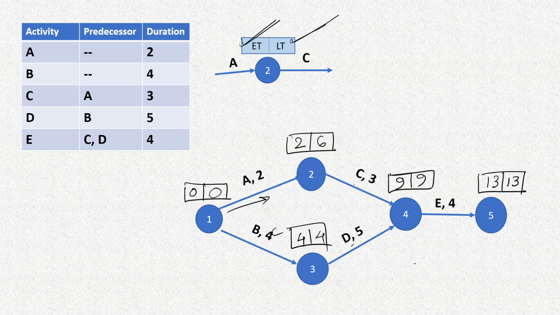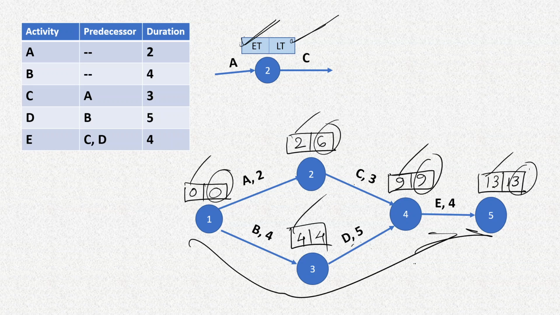So these are the durations and the times. These are the earliest times and these are the latest times, and clearly in this case this path is the critical path, that is B, D, E.